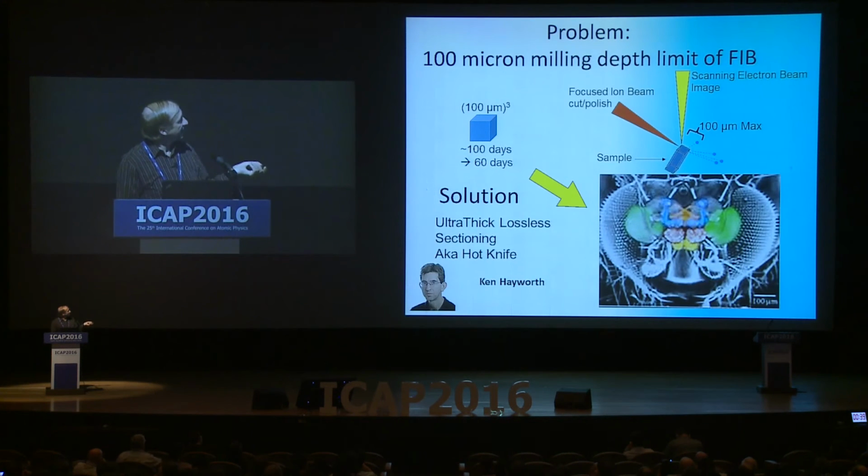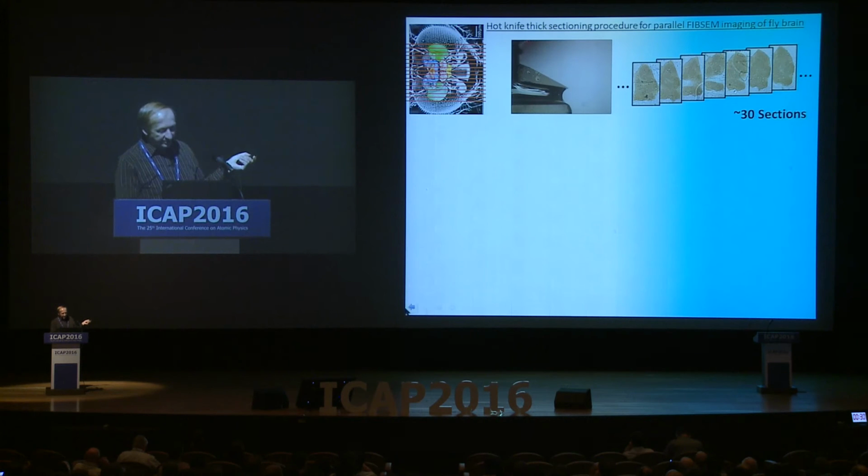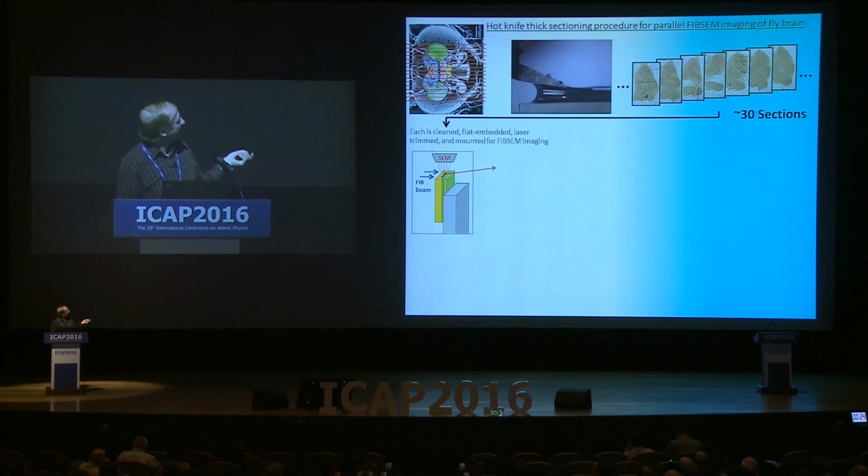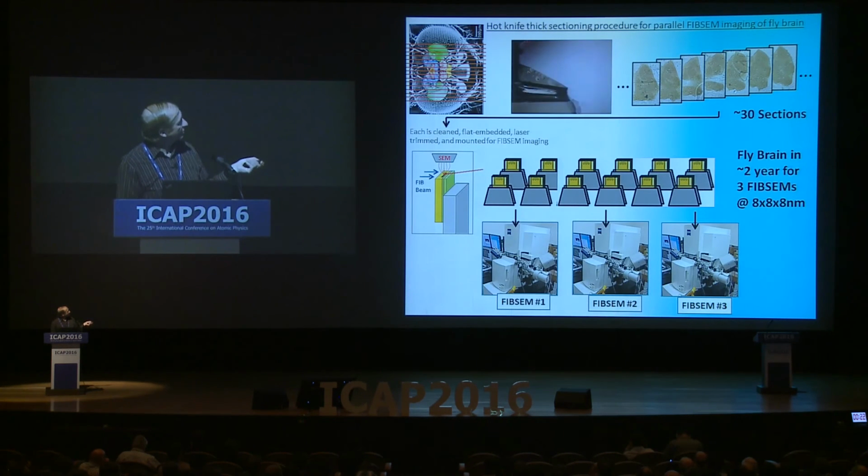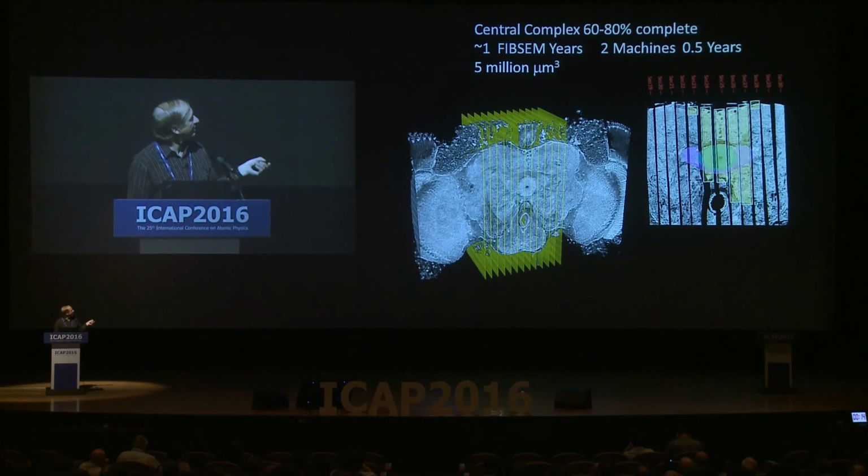Now, there's one limitation. We're only able to go about 100 microns in depth. The milling becomes unstable if you go longer than that. So we developed a technique called hot knife, where you section it into about 30-odd sections, laminate it into little tabs, and distribute it around multiple machines. So now we're in a situation where we should be able to see a fly brain in about a couple of years with several of these machines running. And we're actually doing this at the moment.